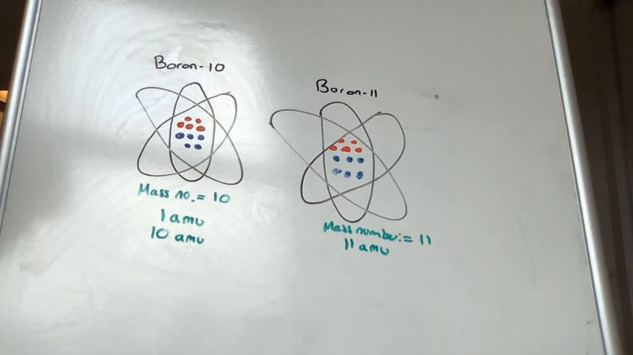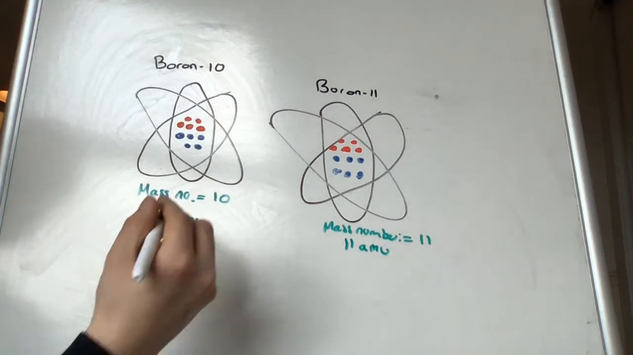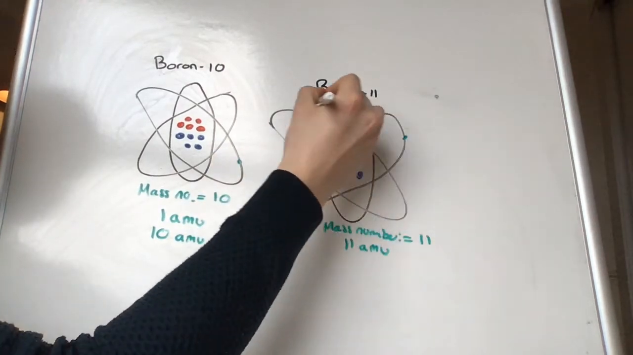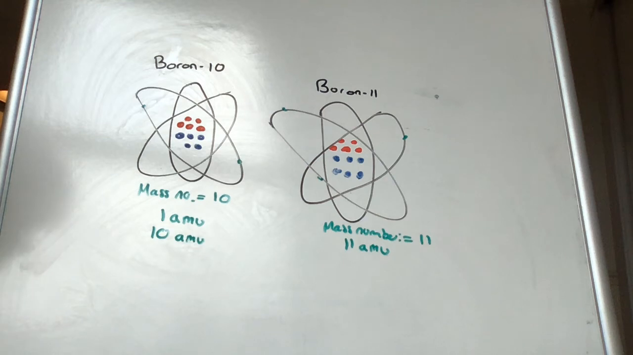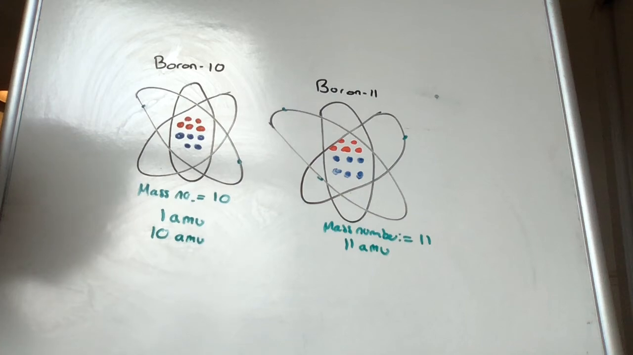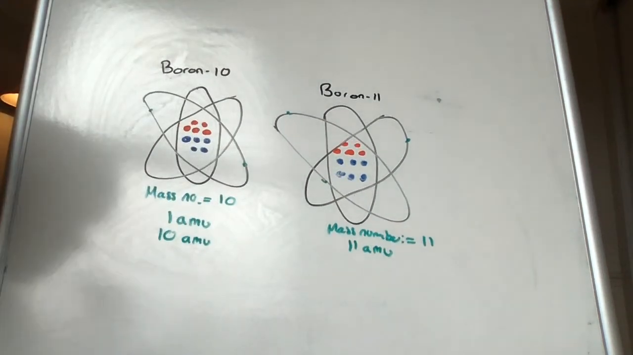These atoms both have electrons, but electrons are so tiny, they have such a small amount of mass that we don't even need to worry about the mass of the electrons when we're weighing up how much the entire atom would weigh. So let's just focus in on the atomic mass itself.